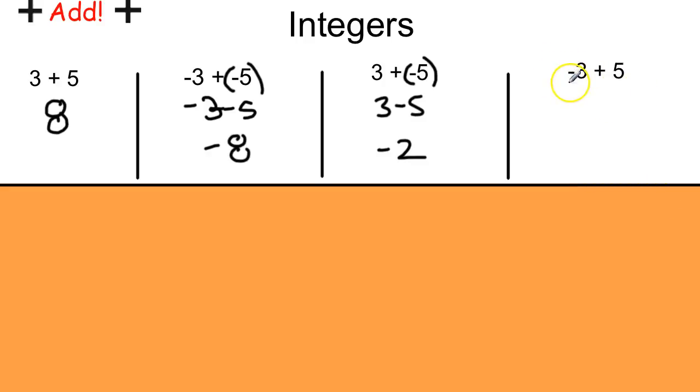Lastly, we've got negative 3 plus 5. This is different because we have a negative first and then an addition. So if I do a number line just to show you how it works, we've got 0, negative 1, negative 2, negative 3. I promise that's negative 3. Plus 5, we're going 5 to the right. 1, 2, 3, 4, 5. And this spot right here is going to be 2. So this answer is 2.